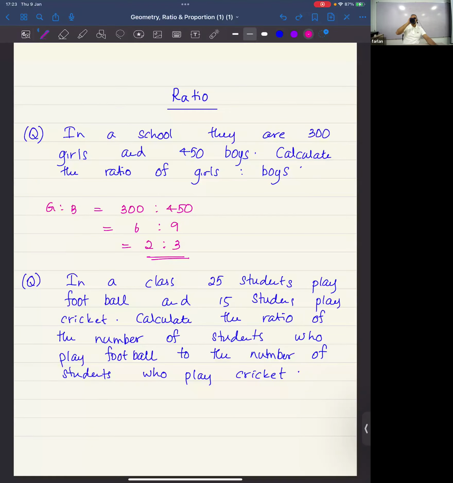And then write down the next question. In a class, 25 students play football and 15 play cricket. Calculate the ratio of the number of students who play football to the number of students who play cricket.